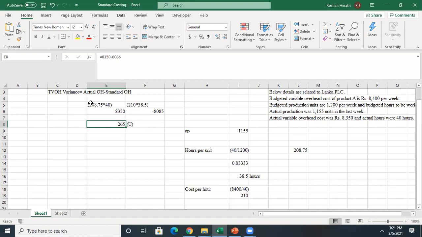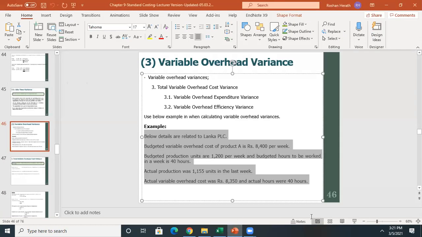So now you can clearly see there are two reasons for such a variance: one is the expenditure being different, the other is the efficiency being different. Resource usage and the cost. Those are the two reasons. That is the total variable overhead variance.